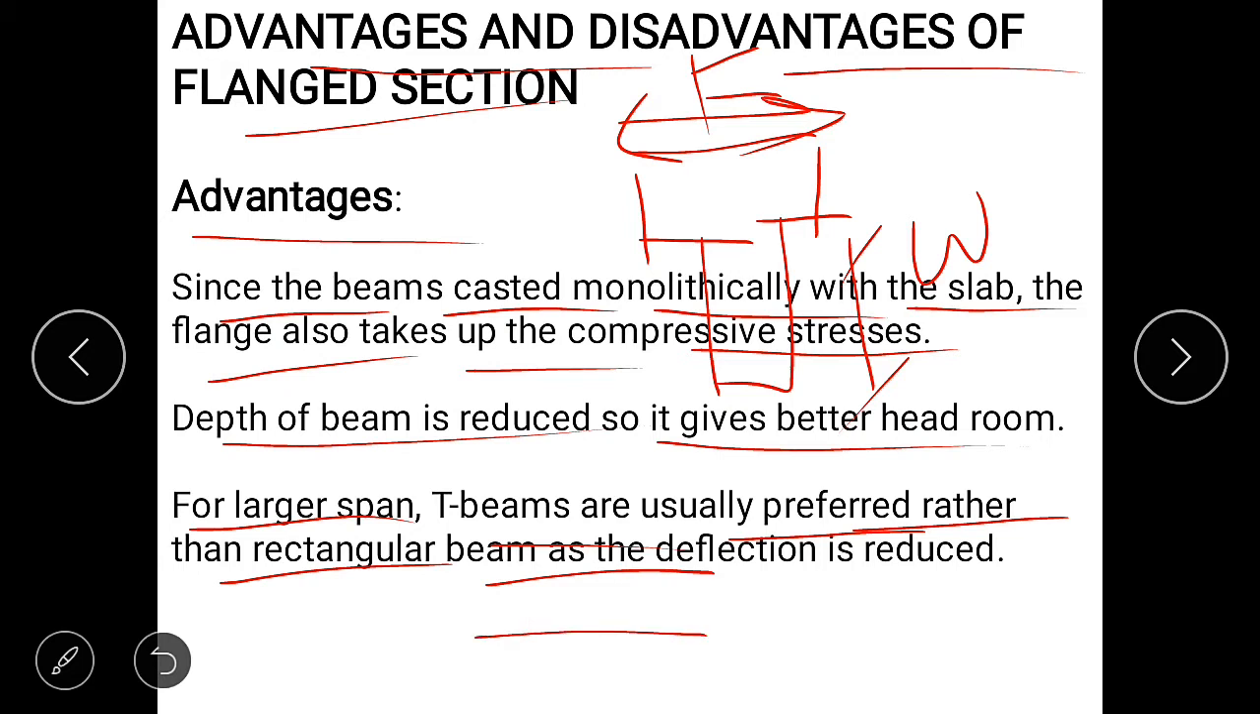Here is also continuous construction, and here is also continuous construction. Between this portion we provide a T-beam. T-beams are usually preferred rather than rectangular beams because deflection is reduced. In a T-beam, deflection is less as compared to a rectangular beam. Because of that we provide a T-beam here.